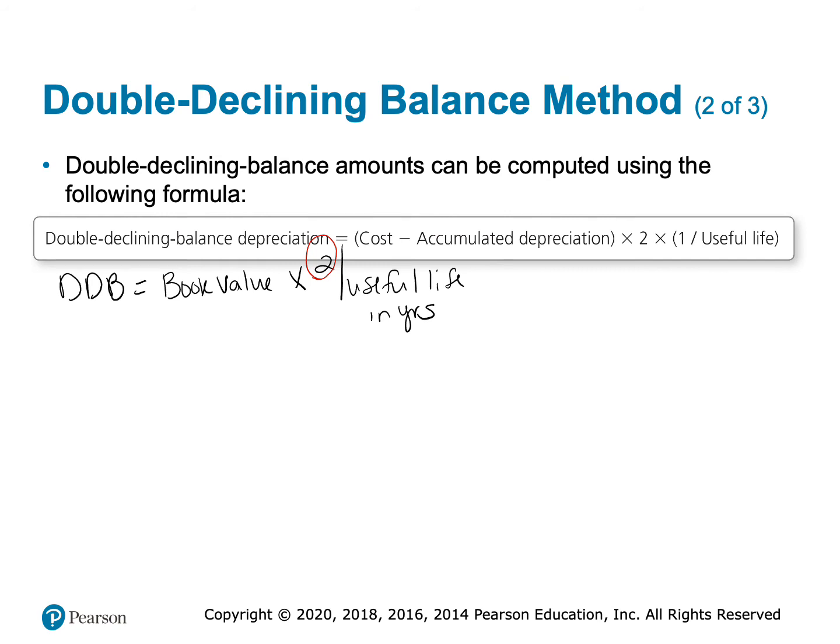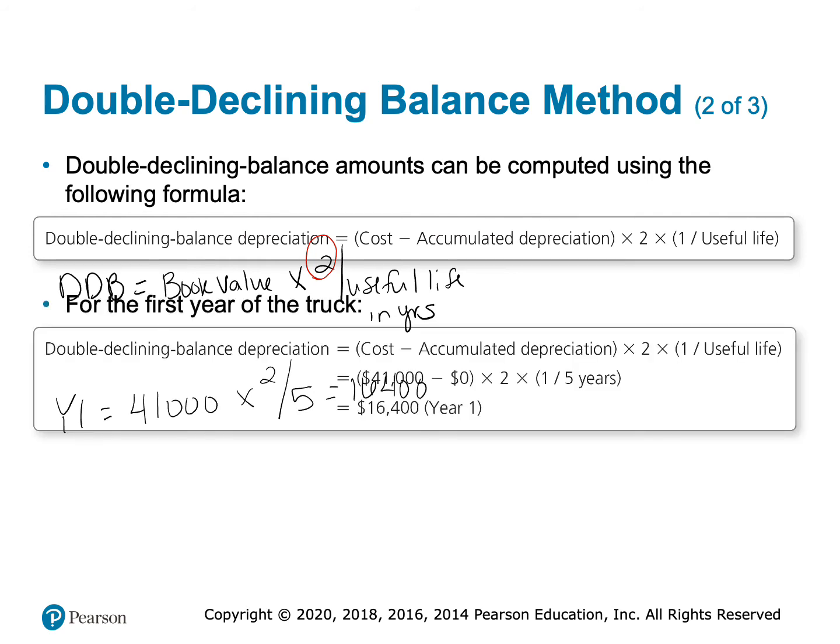So for year 1, we haven't recorded any depreciation yet. So the year 1 book value is $41,000. So $41,000 times 2 over the useful life of 5 is what gives us our year 1 depreciation. If you pull out your calculator and say $41,000 times 2/5, then we get depreciation in year 1 of $16,400. That's how much depreciation we're going to take in year 1.